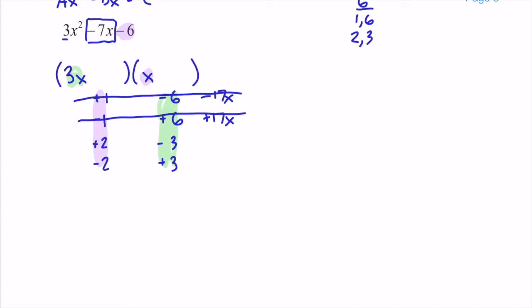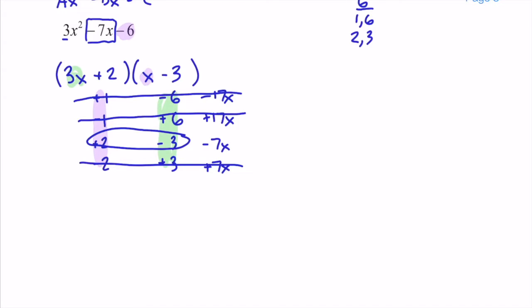3x times negative 3 gives me negative 9x, and then 2 times x gives me 2x. Well, negative 9x plus 2x gives me negative 7x. That is exactly the one I wanted. Now the last one would technically give me plus 7x, which is not the one I want. So I know this is going to end up being plus 2 and minus 3.